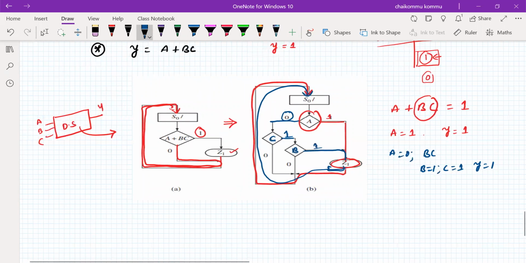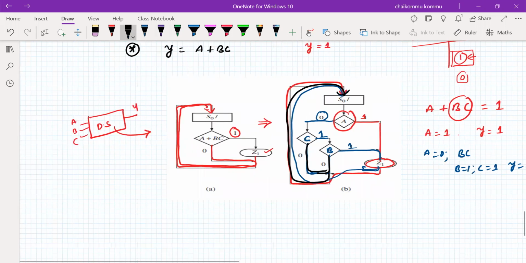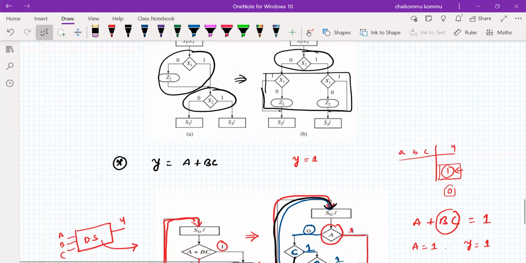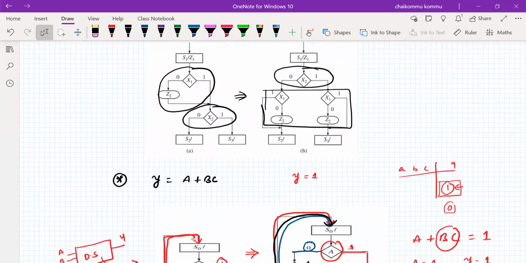Okay. So if C is equal to 0, or B is equal to 0, the output cannot be 1. It will go directly to the output value, right? So therefore, from this example, we can understand that the SM chart is not unique. So we can manage the SM chart in different ways in order to fulfill the same operation. Okay, so that is the conclusion about this equivalency in SM charts, right?